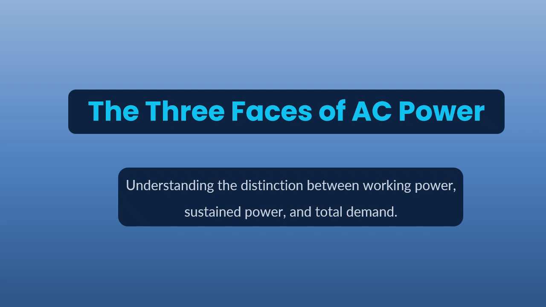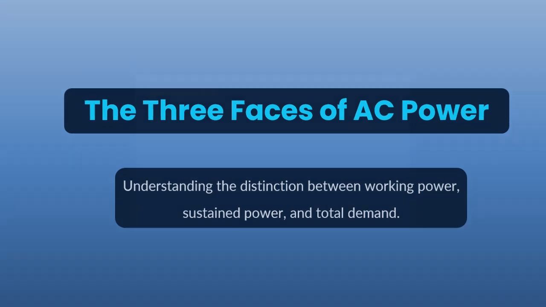The three phases of AC power. Understanding the distinction between working power, sustained power, and total demand. In alternating current, or AC, circuits, power isn't a single, simple value. It manifests in three distinct forms. We'll explore the difference between the power that actually does the work, the power required to sustain necessary fields, and the total power the system must be capable of delivering.